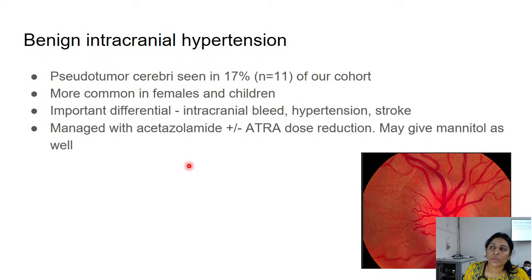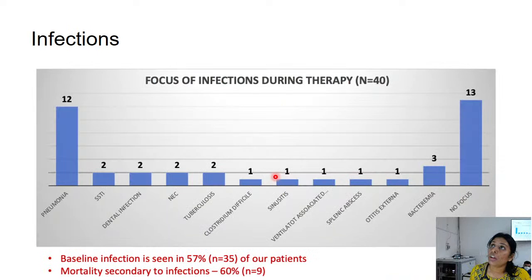Coming now to therapy-related adverse events, benign intracranial hypertension or pseudotumor cerebri is commonly seen in our patients. Around 17% reported pseudotumor cerebri. It's more common in females and children. Important differentials we need to rule out are IC bleed, hypertension, and stroke. They are usually managed with acetazolamide, and mannitol if required, to decrease the intracranial pressure, along with ATRA dose reduction.